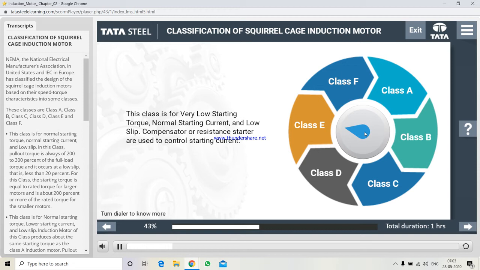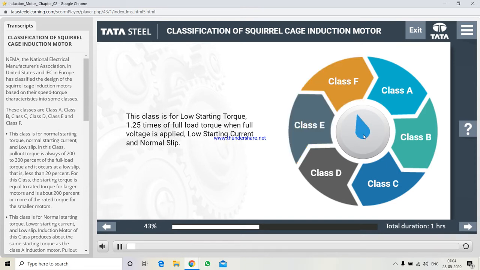This class is for very low starting torque, normal starting current, and low slip. Compensator or resistance starter are used to control starting current. This class is for low starting torque, 1.25 times the full load torque when full voltage is applied, low starting current, and normal slip. Click Next to continue.